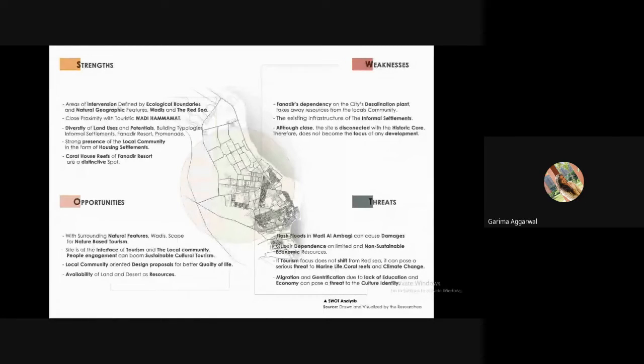The weaknesses are definitely Fanadir's dependency on the city for its desalination plant, the weak existing infrastructure of the informal settlements, and also, even though Fanadir resort is close to the historic core compared to the other resorts, it is disconnected and lacks physical as well as functional connection. The opportunities here are that, due to the natural features, there's scope for nature-based tourism, and the juxtaposition of the informal settlements and tourism gives the opportunity for participation in sustainable cultural tourism.